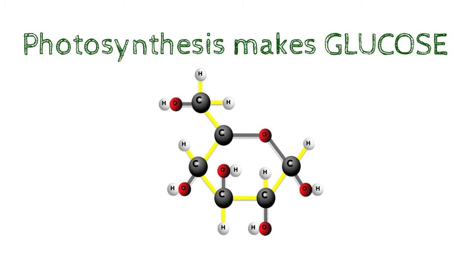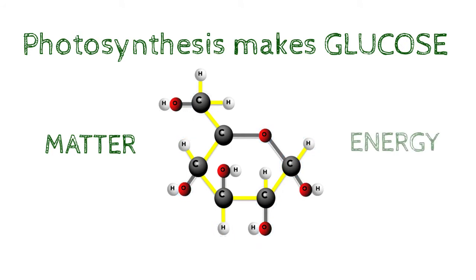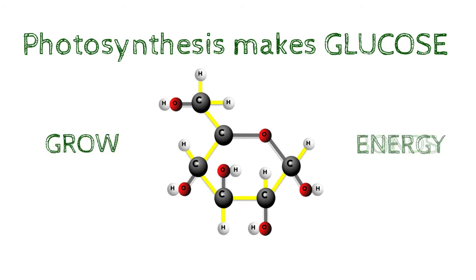Like all biomolecules, glucose is organic. This means it has matter, atoms of carbon, hydrogen, and oxygen, as well as chemical energy in the form of high-energy carbon-to-carbon and carbon-to-hydrogen bonds. Once the glucose is made, the plant can either use the matter in glucose to grow or the bonds in glucose for energy.